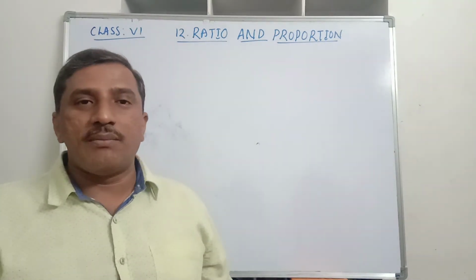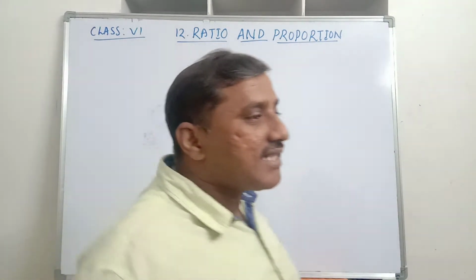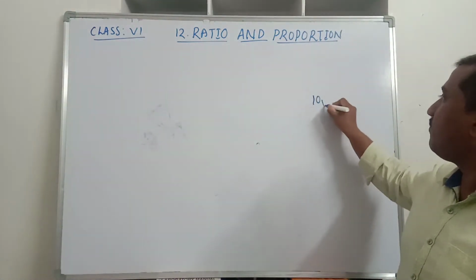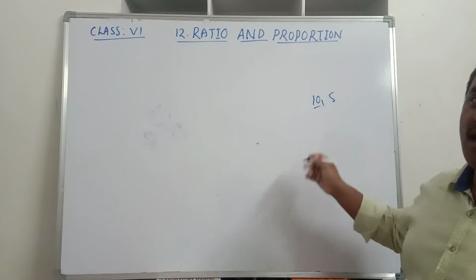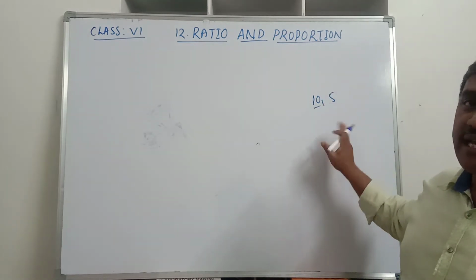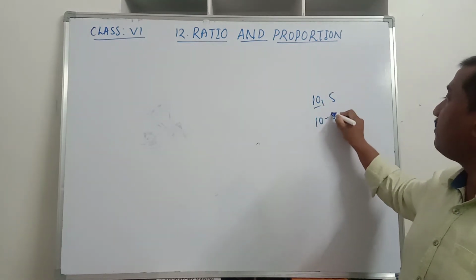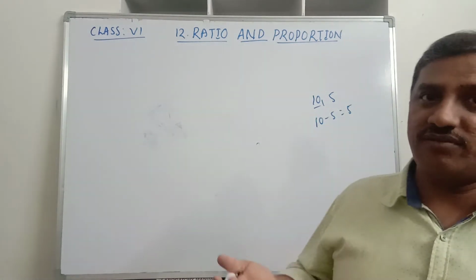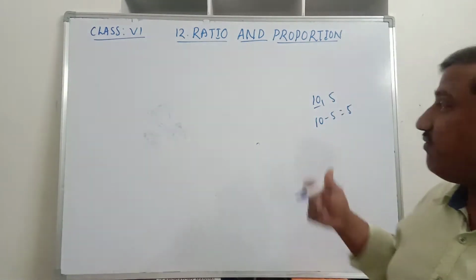See, out of 2 numbers 10 and 5, which is greater? 10 is greater. How much greater is it? How will you find it? 10 minus 5, that is 5. So 10 is 5 more than 5.